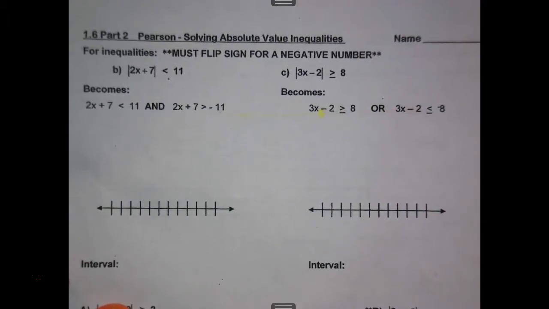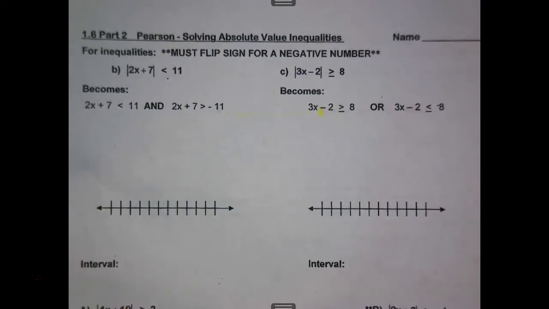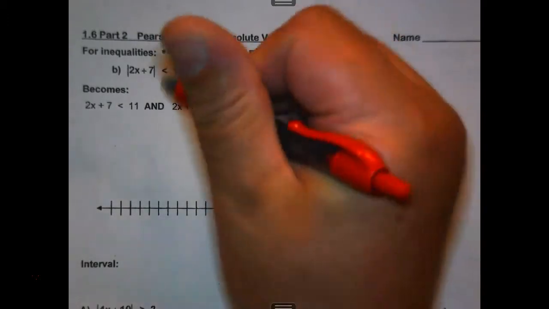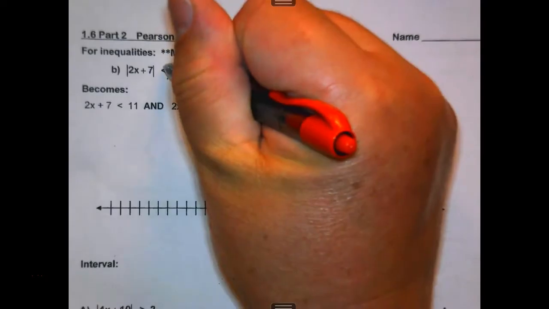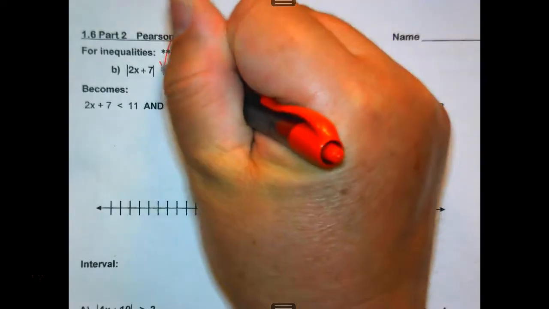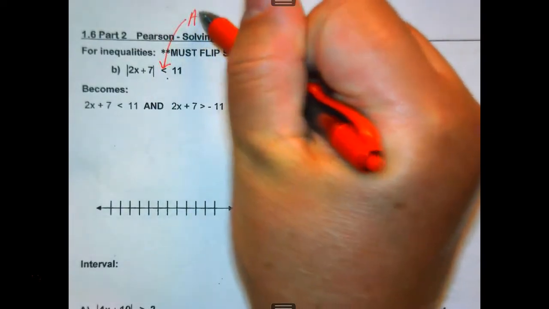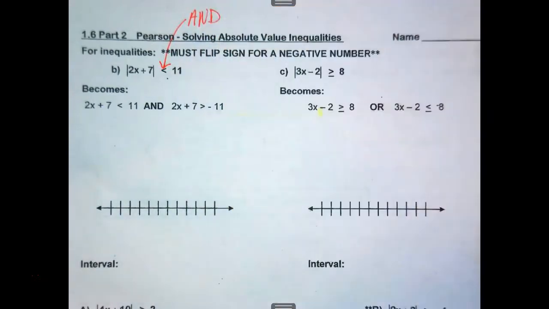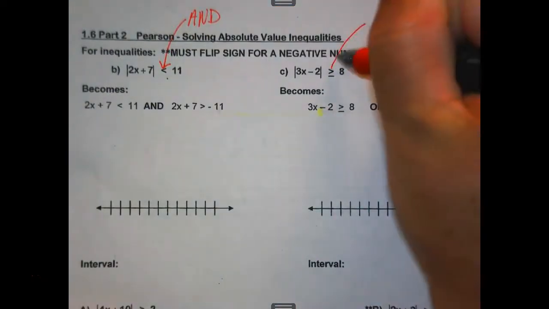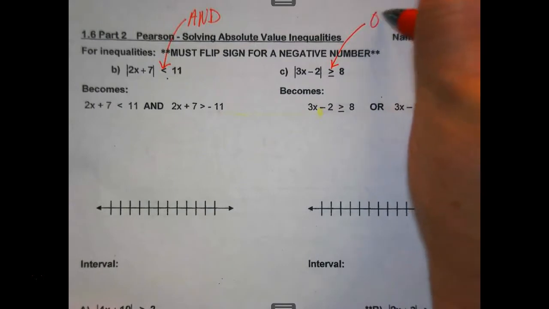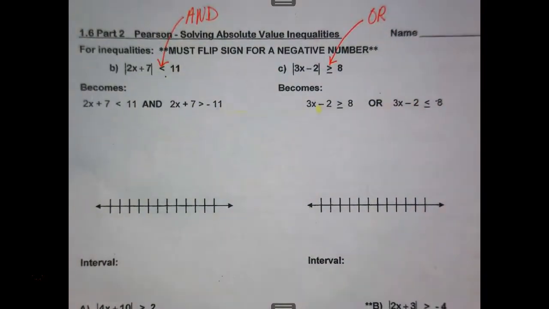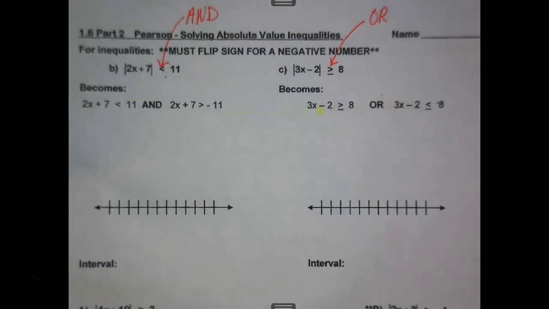Okay, with absolute value inequalities, we do follow the sign. The less than symbol are the and problems, and the greater than symbols are the or problems, right? Yes, ma'am.